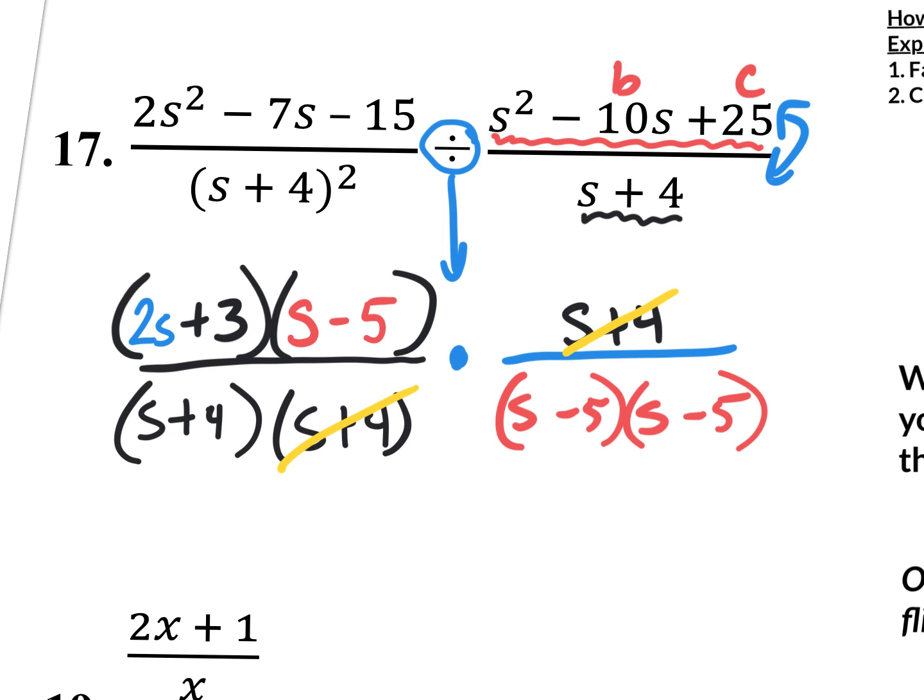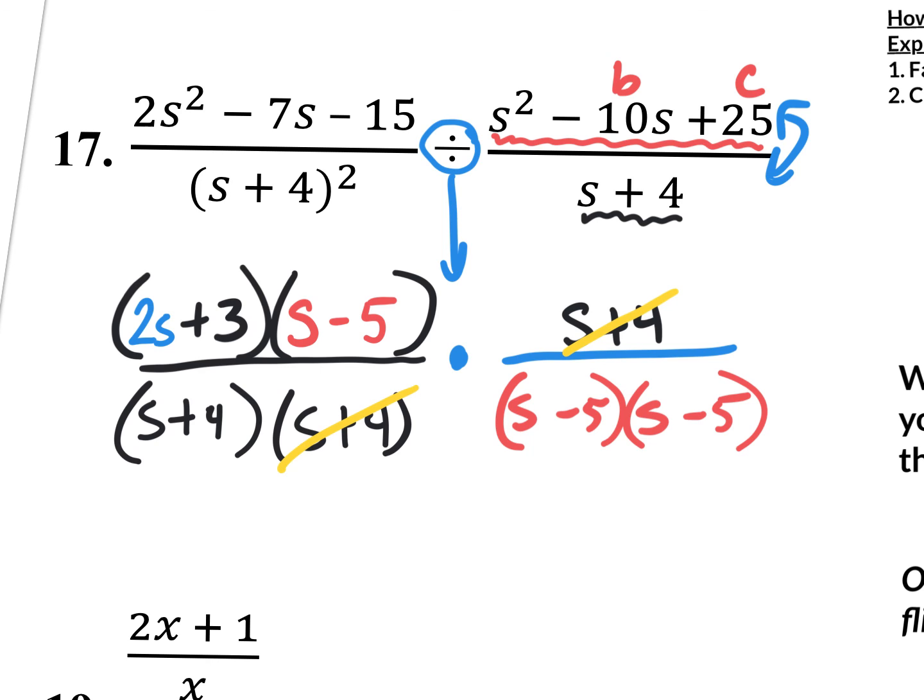All right, so let's actually check it. What is 2s times s? 2s to the second. What's 2s times negative 5? Negative 10s. How about plus 3 times s? That's plus 3s. A negative 10s and a plus 3s gives you that negative 7s that you have in the middle, right? And the 3 times negative 5 does give you negative 15. We have guessed correctly. So if you guess, you've got to check and see that you guessed it right, okay?